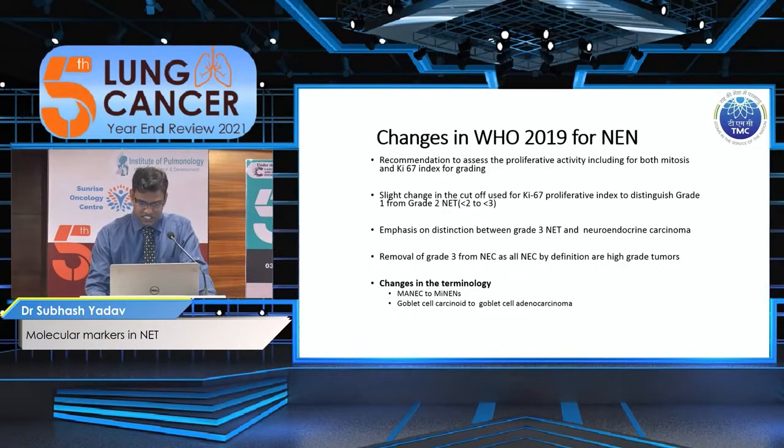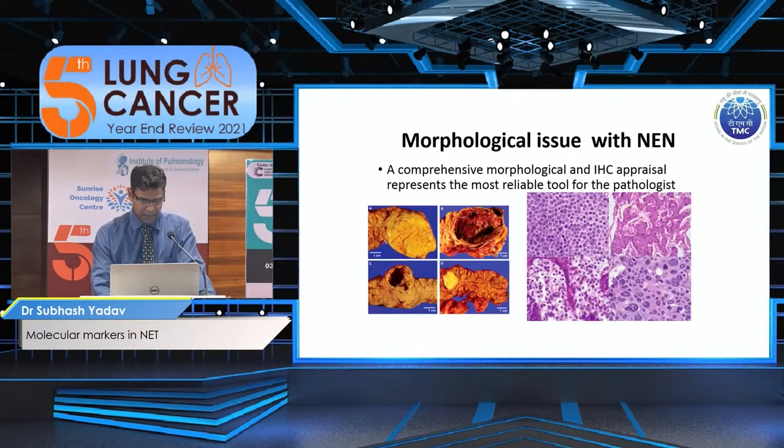These were the changes in the current WHO, that there were some changes in the cutoff. Initially for grade 2 it was less than 2, now it has been made less than 3 for MIB1. There has been removal of grade 3 neuroendocrine carcinoma, which was used in the past. Now there is a neuroendocrine carcinoma as a separate entity, and we have a neuroendocrine tumor which can be a grade 3.